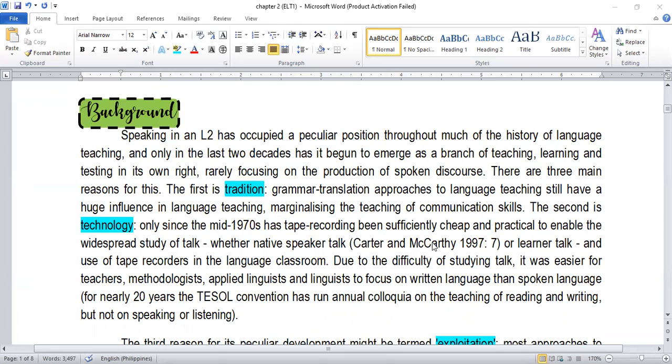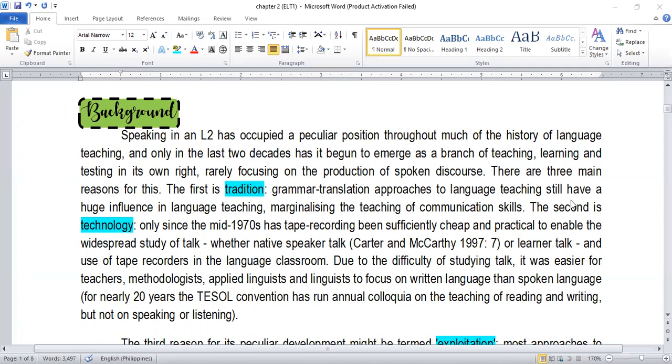The second is technology. Remember, wala pa tayong technological advancements in the past. So medyo mahirap gawin talaga to assess your speaking abilities. So it was only in the mid 1970s na nagkaroon na tayo ng tape recorders na naging mura and practical to enable the widespread study of talk. Right? At that time in the 1970s, they started to use tape recordings para ma-record yung mga sample ng dialogue na ipapakinig nila sa mga estudyante or i-record yung estudyante mismo na magsasalita. So that's only in the 1970s.